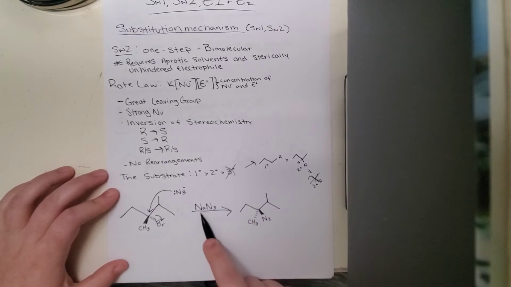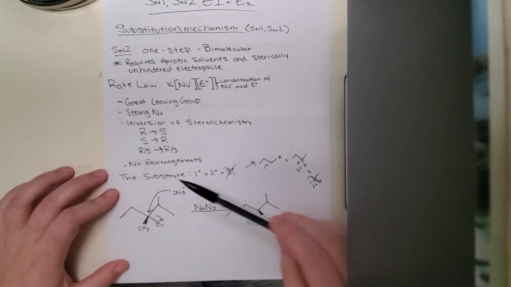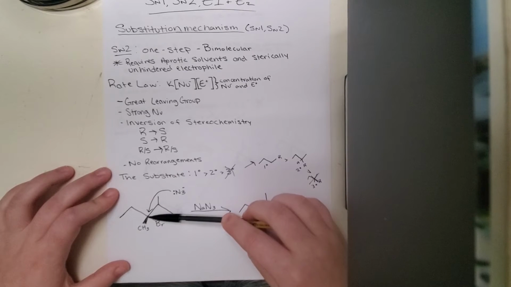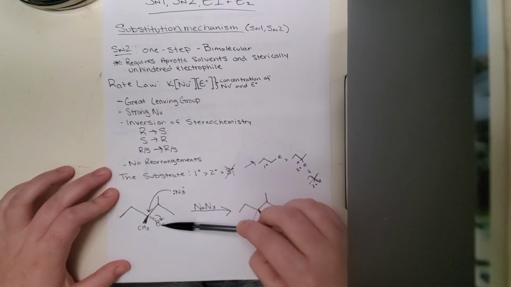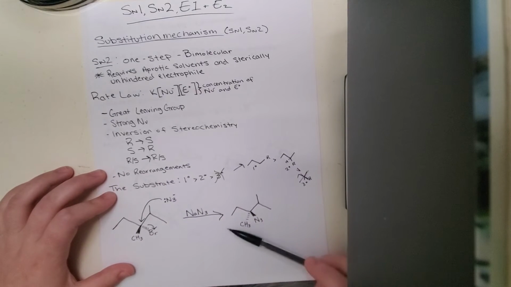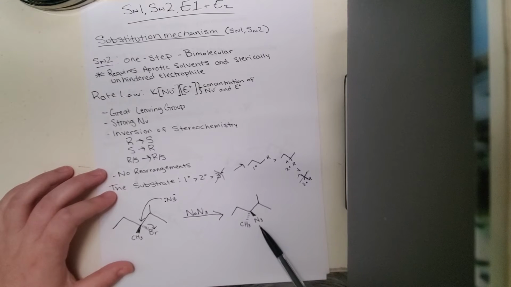So it's going to react with an NaN3. The N3 is going to attack here, and the bromine will leave. The N3 is going to take bromine's place, and you're going to get this product with N3 on a wedge and CH3 going away.